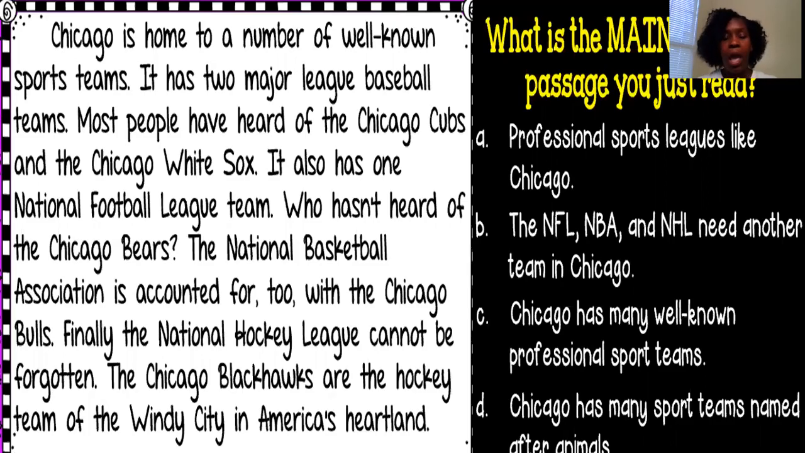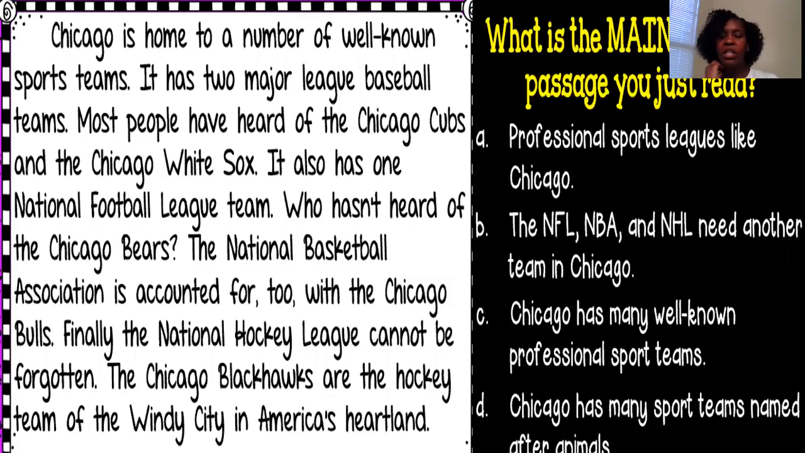Okay. Was it all about the NFL, NBA, and NHL need another team in Chicago? It did not mostly talk about them needing another team. As a matter of fact, it didn't talk about them needing a team at all. So that definitely wouldn't be the main idea. So B also can be eliminated.